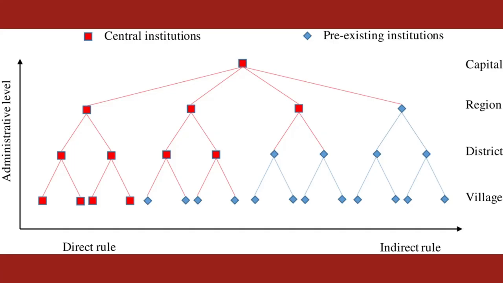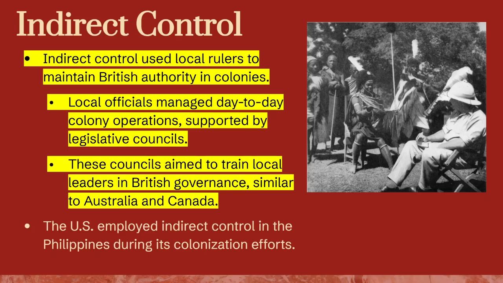You can break it down like this as well, but again, it really just depends, in many cases, on what European group was in control. Again, the British primarily practiced indirect control, whereas the French practiced primarily direct control. However, when it comes to indirect control, a lot of times these groups in the long run ended up benefiting more than those who faced direct control.